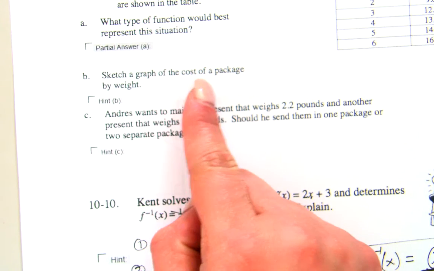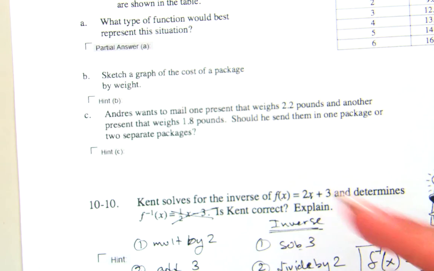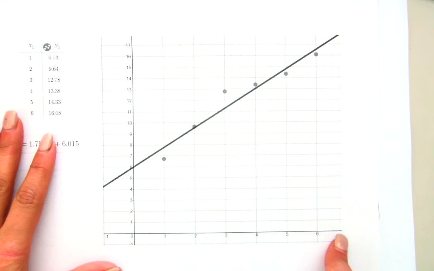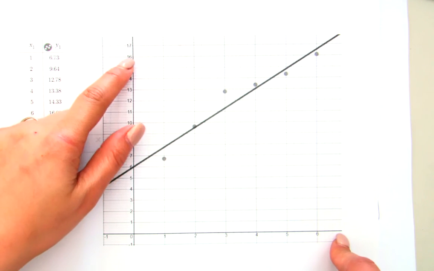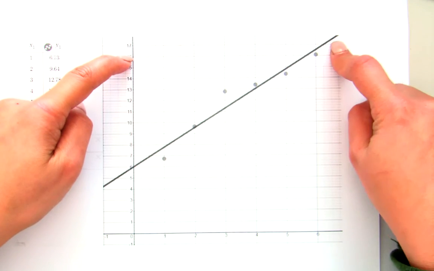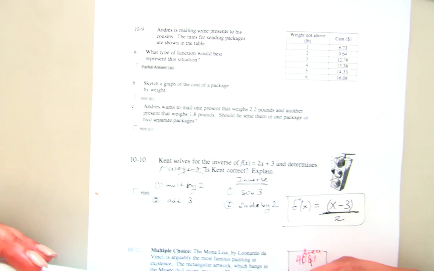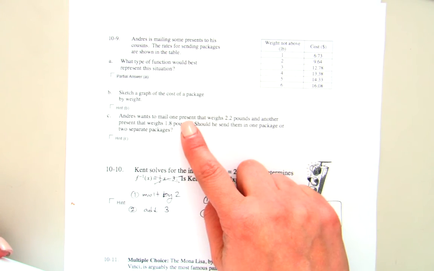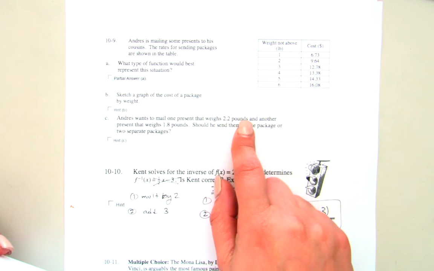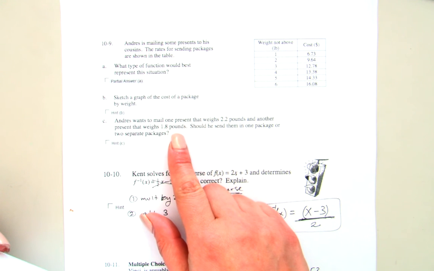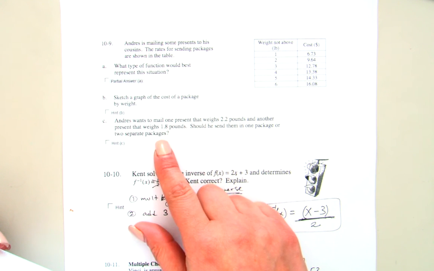Sketch a graph of the cost of the package by weight. Okay, well, here it is. Do your best with the points. I went up to 7, and I went up to number 16 on there, and here's the graph. Andres wants to mail one present that weighs 2.2 pounds and another present that weighs 1.8 pounds. Should he send them in one package or 2 separate packages?